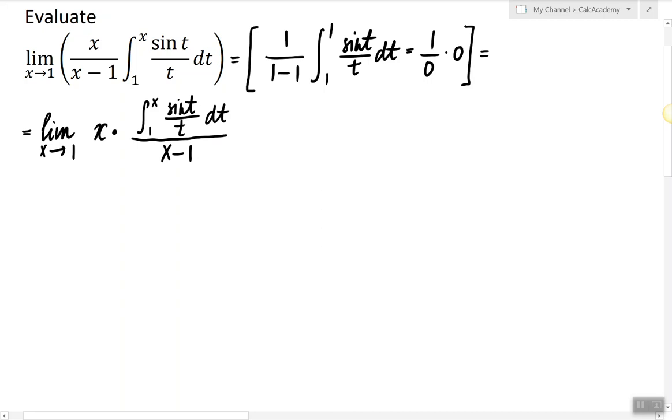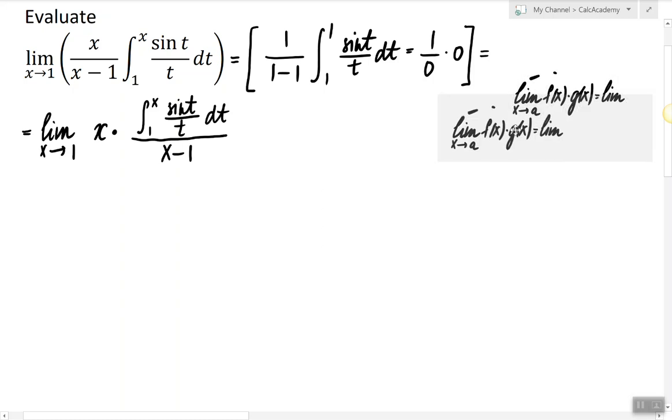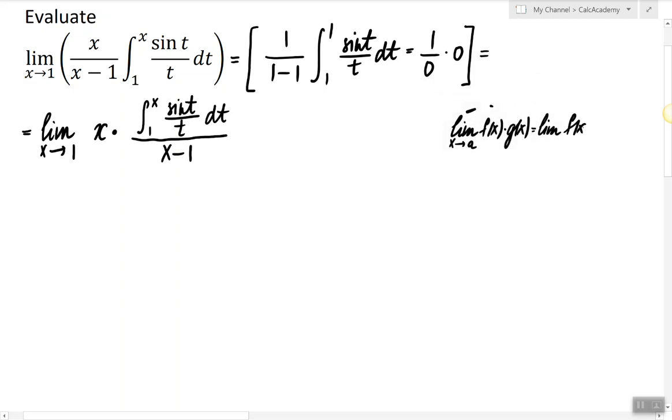And next, I'm going to use the property of limits that says the limit of the product of two functions is equal to the product of the limits, as long as those limits exist. So that means I can split this limit into two, but in order for this to work, both limits must exist.